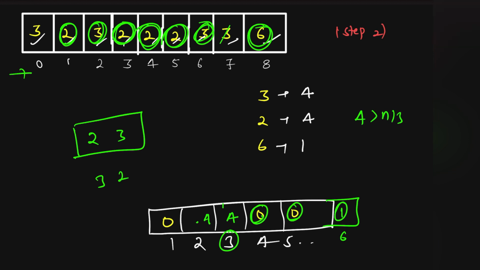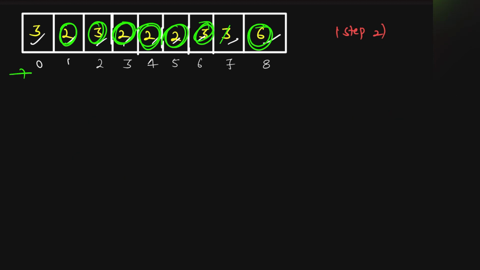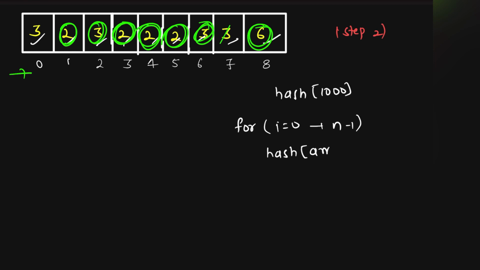Now let's write the pseudocode for this. I will simply declare a hash, say for example its initial size is 1000. Now I will start traversing my array from 0 to n minus 1, and simply do hash of array of i plus plus. What that simply means is at every single element you are incrementing its counter.